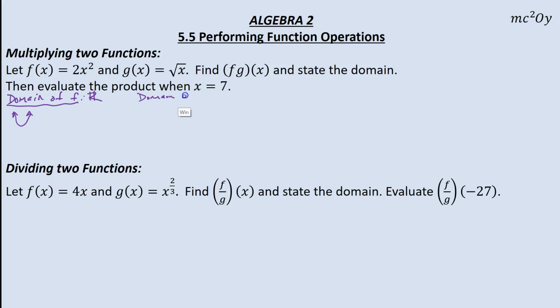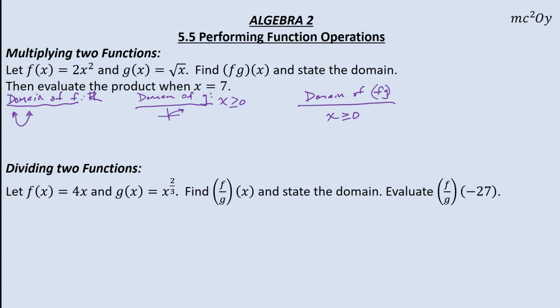Domain of g. Well, the domain of g is a square root function, which does something like this. So x has to be greater than or equal to 0. So you take the more restrictive one. That would mean the domain of f times g would have to be the more restrictive. x has to be greater than or equal to 0. It couldn't be all real numbers because it doesn't exist over here, right? So we can't use that portion of it.